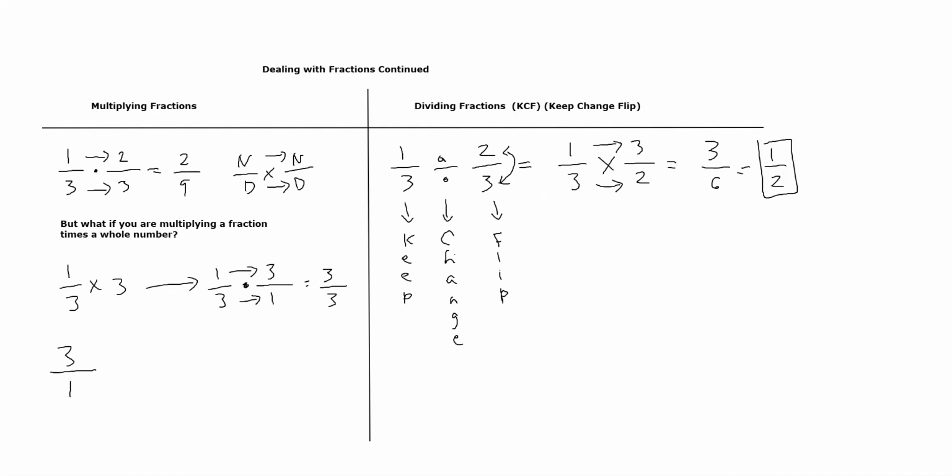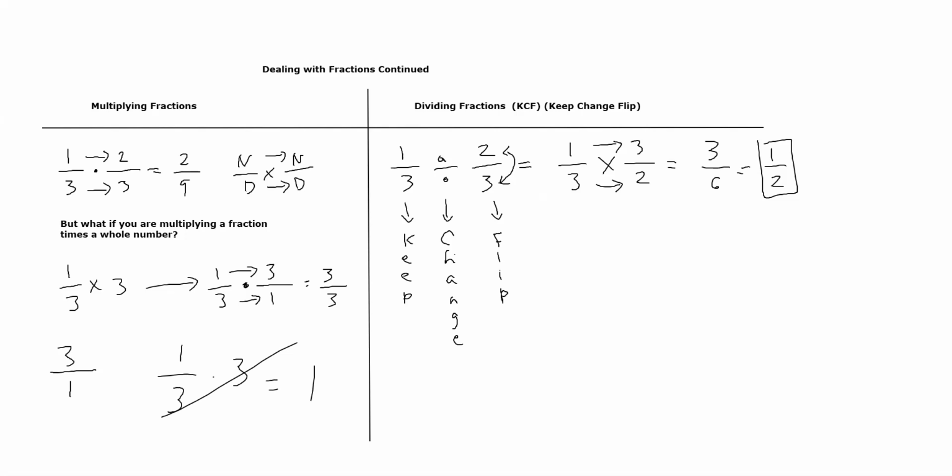And then when I multiply across, 1 times 3 is 3. 3 times 1 is 3. My final answer, 3/3. Okay. And by the way, that turns into 1, which is why whenever we multiply, they'll cancel out and equal 1. That's a shortcut. Okay, so we're going to move on to dividing fractions.